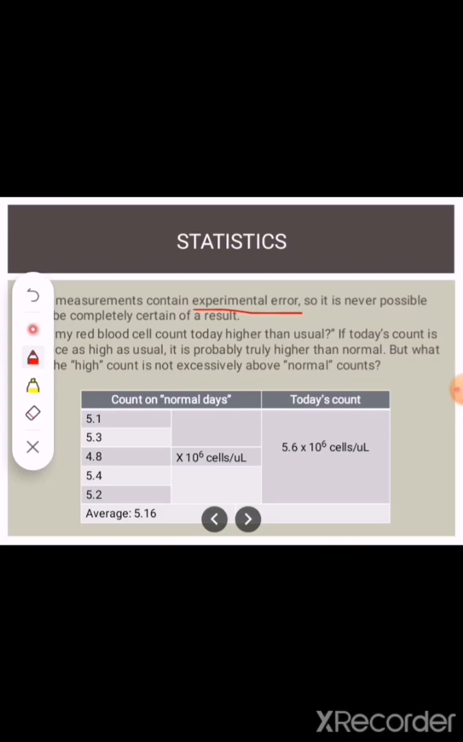So, let's have an example nga na if yung red blood cell count of the day is higher than the usual. So, on normal days daw, meron tayong ganitong results: 5.1, 5.3, 4.8, 5.4, 5.2 times 10 raised to 6 cells per microliter, which have the average of 5.16 times 10 raised to 6 cells per microliter. But on today's count, meron siyang 5.6 times 10 raised to 6 cells per microliter.